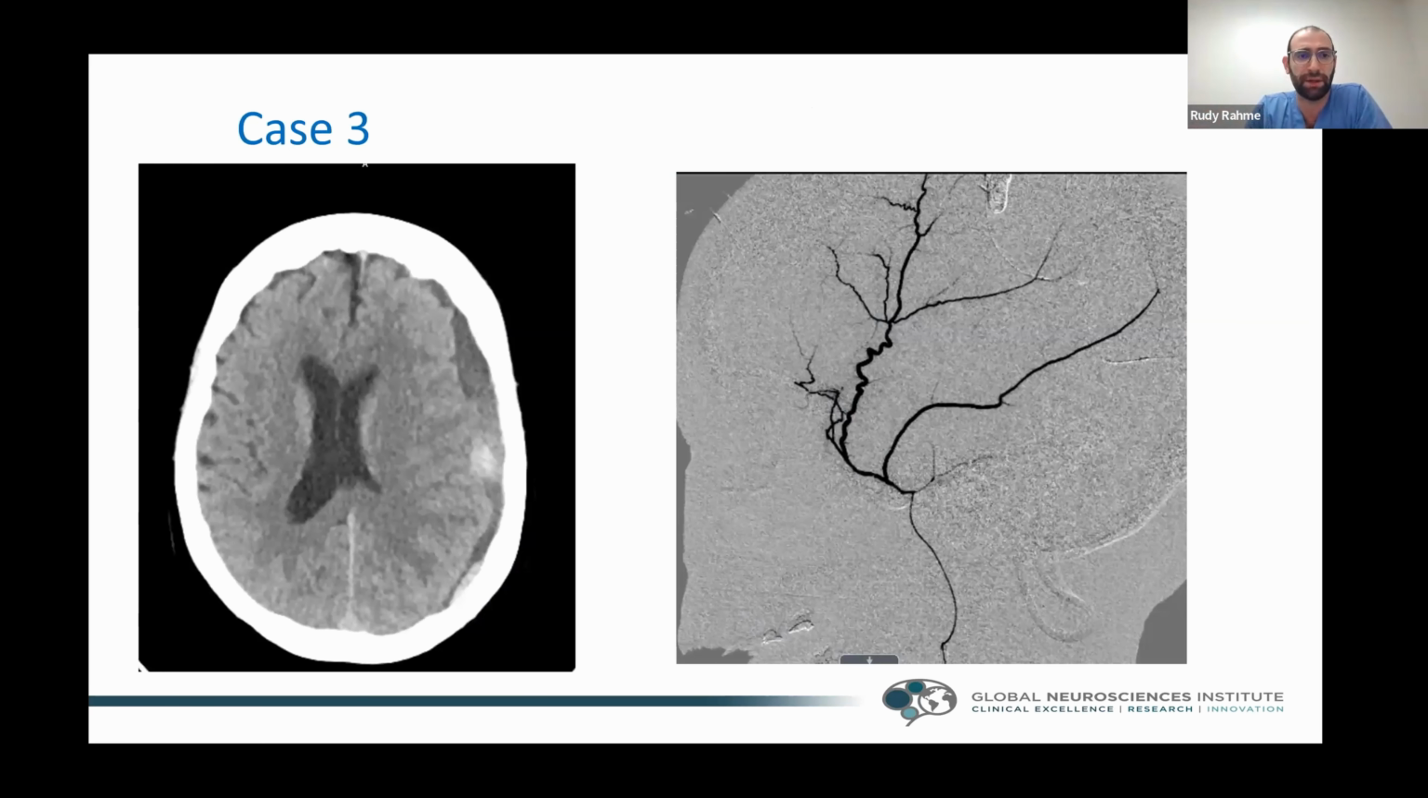This is a third case. This is also a 74-year-old female who comes in with very bad headaches. She had a fall about a few weeks prior, doesn't remember much. It wasn't that big of a deal. And she had a CT scan.